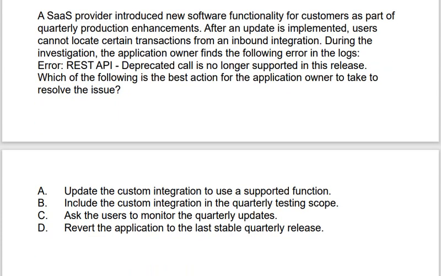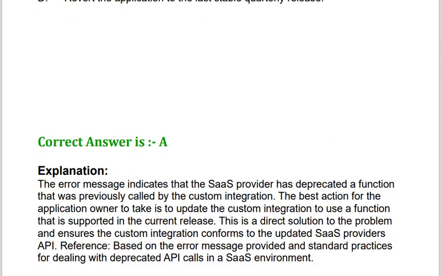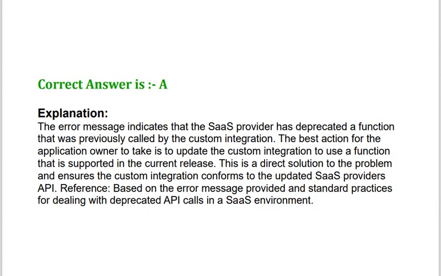Option A, update the custom integration to use a supported function. Option B, include the custom integration in the quarterly testing scope. Option C, ask the users to monitor the quarterly updates. Option D, revert the application to the last stable quarterly release. Correct answer is option A.